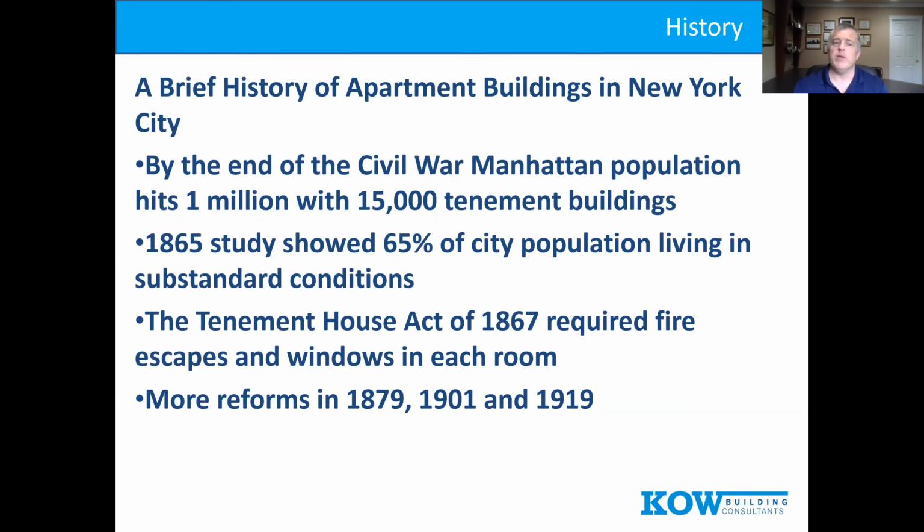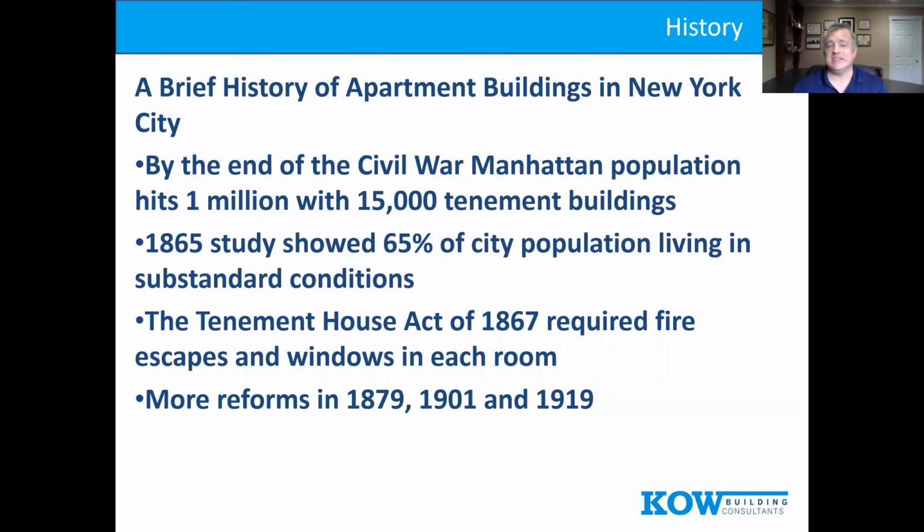So first of all, going way back, by the end of the Civil War, the Manhattan population hits about 1 million people with about 15,000 tenement buildings. We're going to get into that in a second. And at this point, New York City was Manhattan. Brooklyn was its own city. They had not combined the 5 boroughs yet.